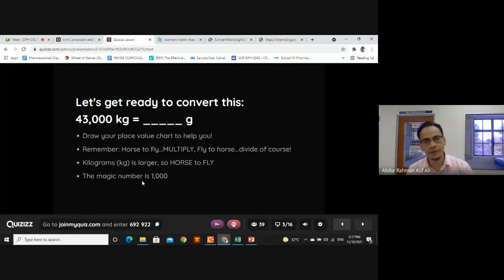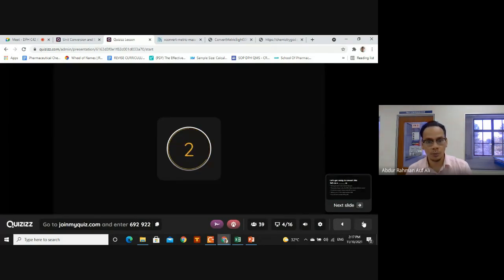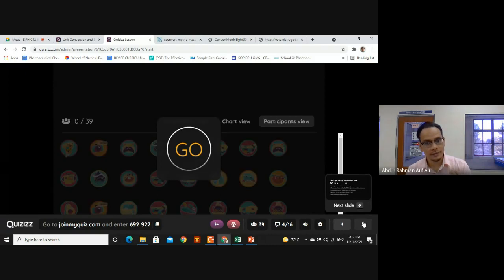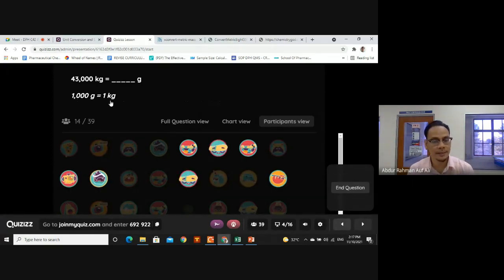If you want to convert from kilogram to gram, you need to multiply the kilogram with 1000, because that is the conversion factor between kilogram and gram. This is because the word kilo stands for 1 times 10 to the power of 3. So that's why it is written here, 1000 grams equals 1 kilo.